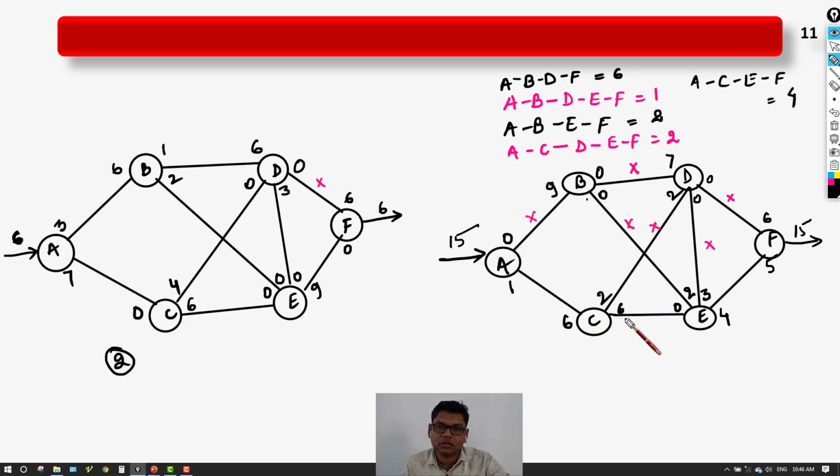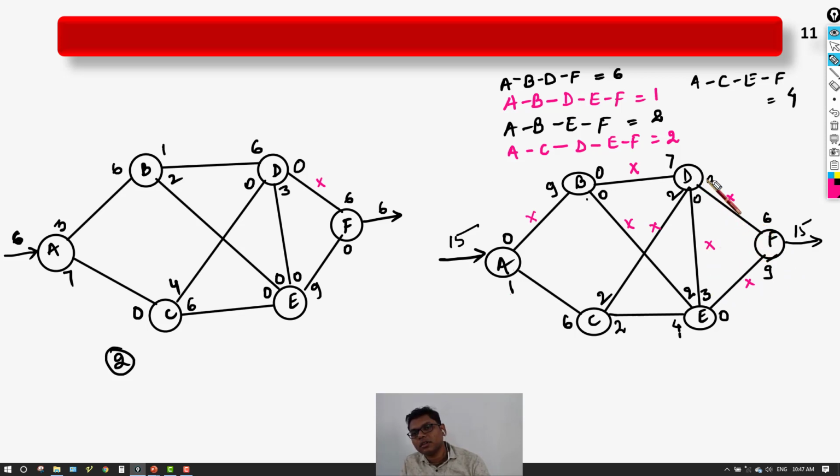Next here 2 and 4. So this one will be 2 and 4. Then this will be 0 and 9. 0 and 9. So it's complete now. So 15 is the maximum because now it's over. This path also means reaching F. Now there is no path available.